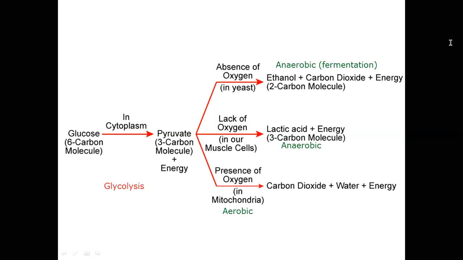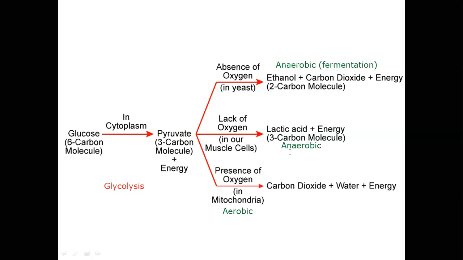I am not able to understand the question. Yes, cramps occur because of lactic acid formation in the muscle cell. Okay, is this slide clear? This is the basic idea. We will discuss everything in detail. This is the basic idea about respiration.